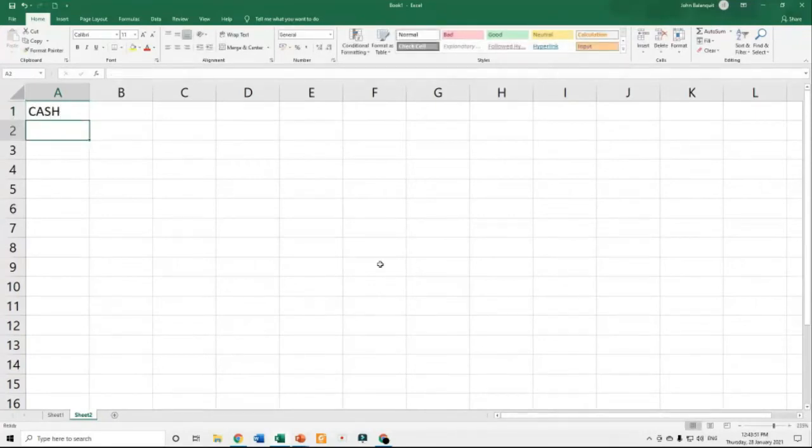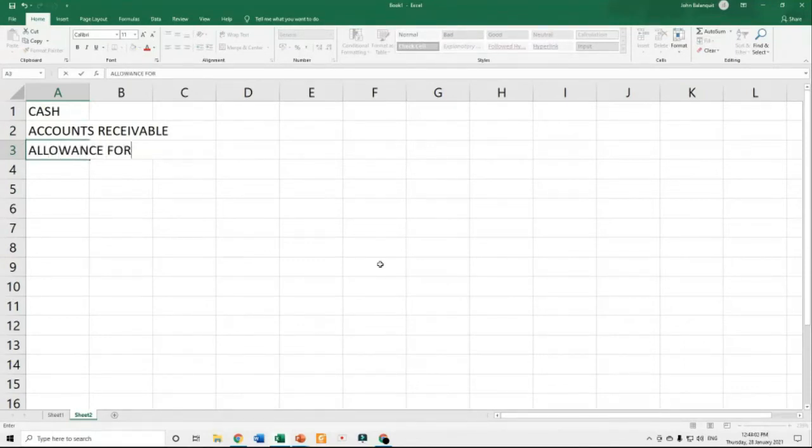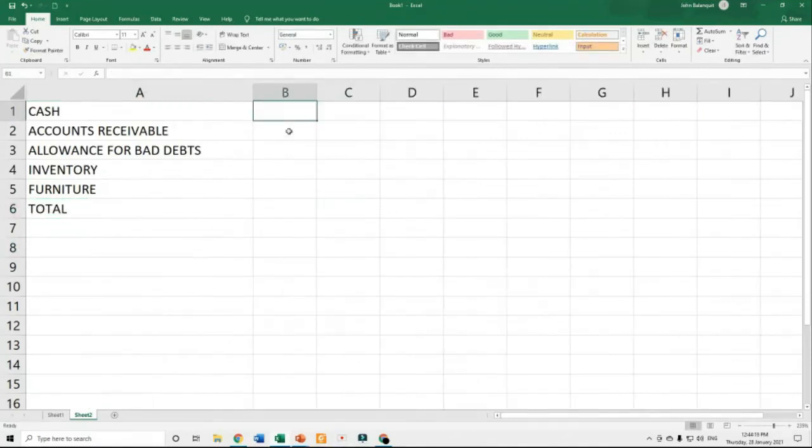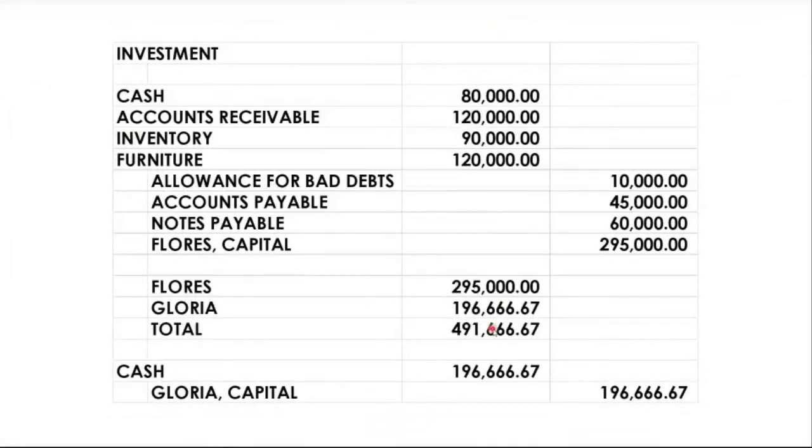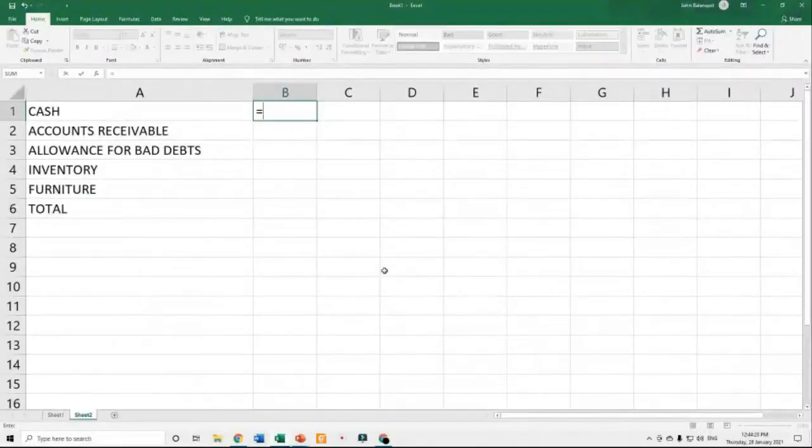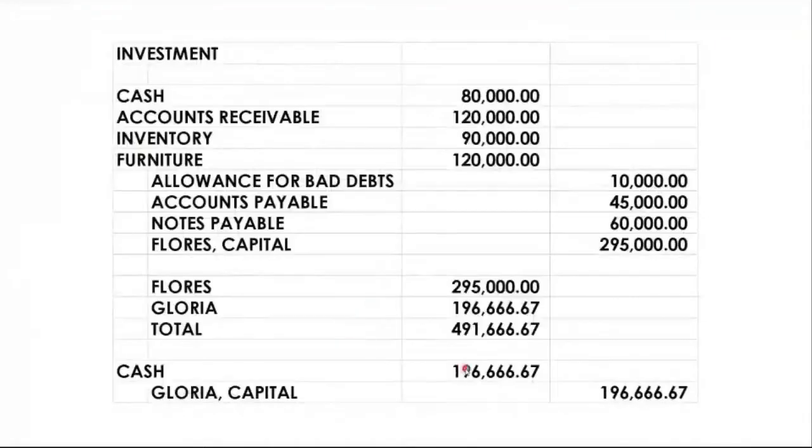Okay. And then we will have your accounts receivable. You have your allowance for bad debts. You have your inventory. You have your furniture. So that will be your total assets already. So the amount of cash that will be here is equal to 80,000 plus the 196,667 here. That's going to be the cash balance there.